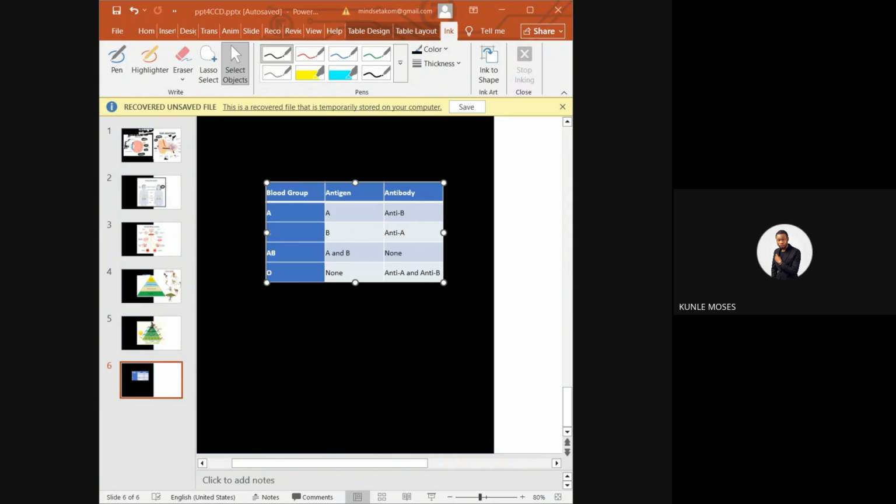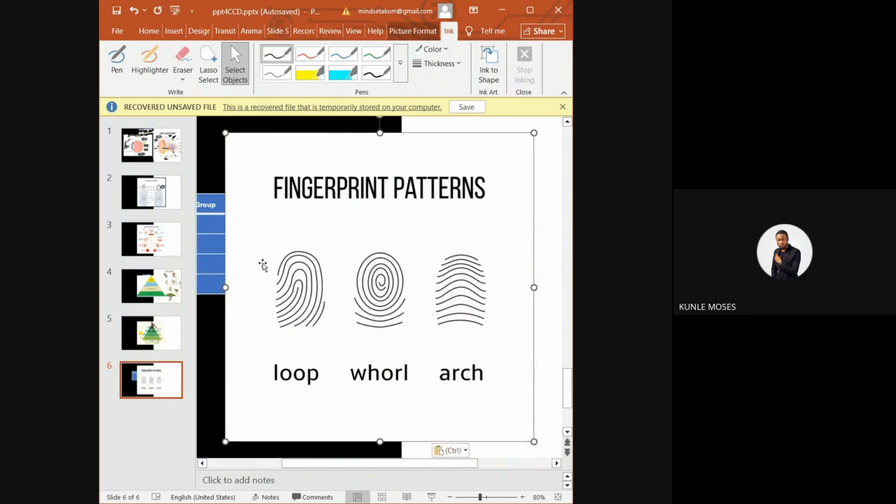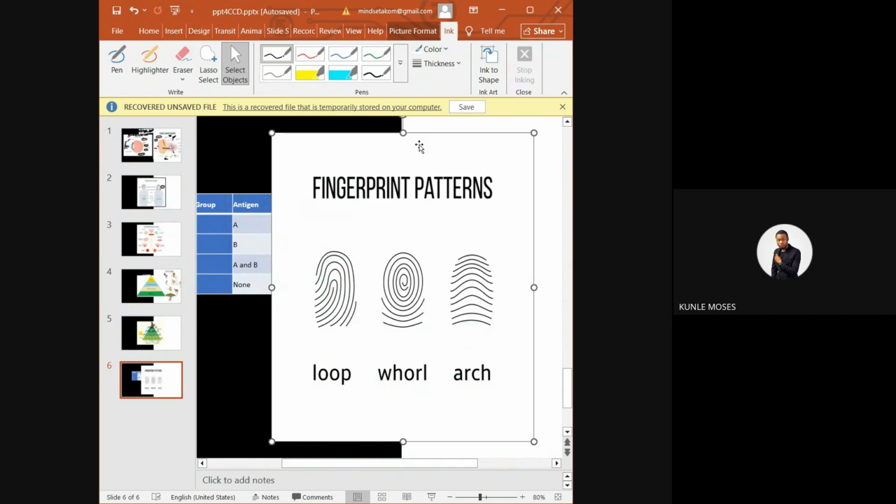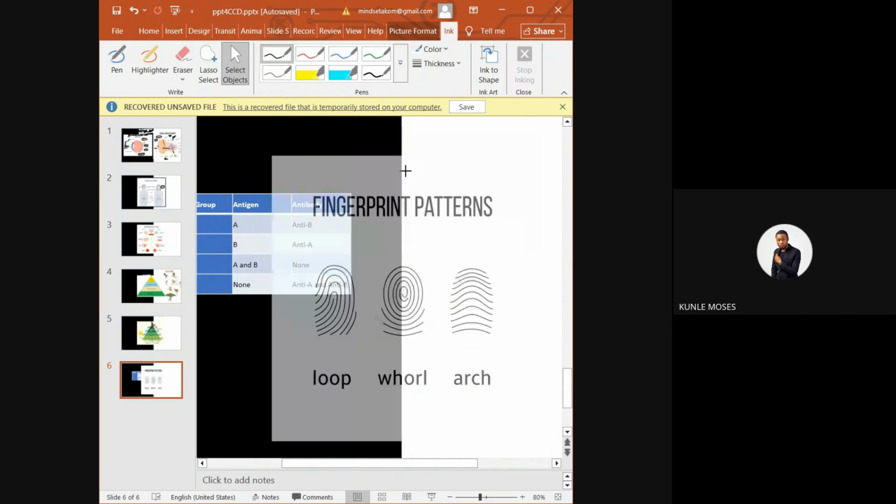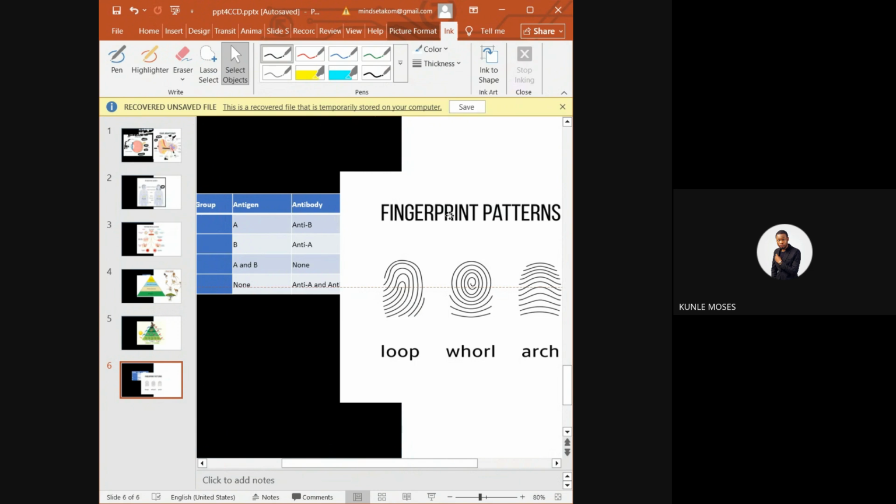In case they ask you to identify a fingerprint, I don't think they can ask you this. So let me quickly go to the past questions. Let's move on.